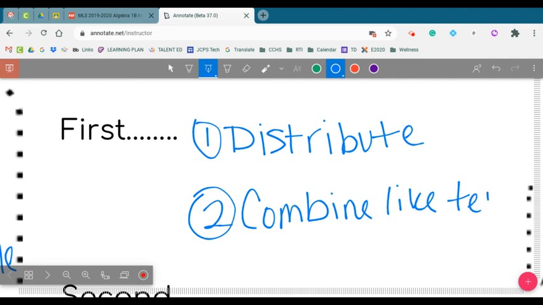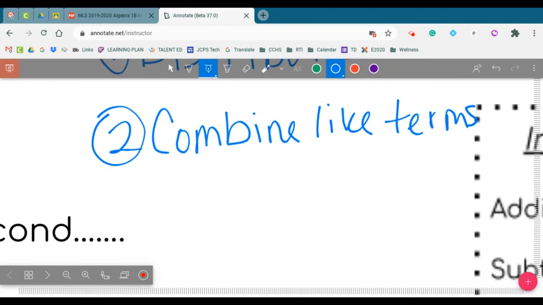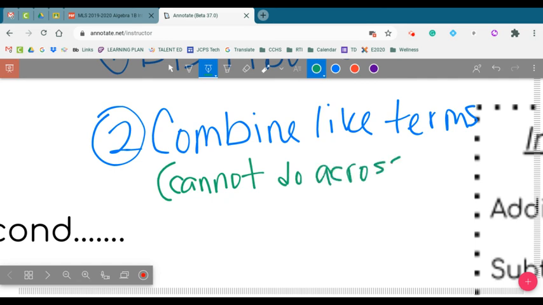Whenever I say combine like terms, make sure you combine like terms that are on one side of the equal sign and then combine like terms that are on the other side of the equal sign. You cannot combine like terms across the equal sign.